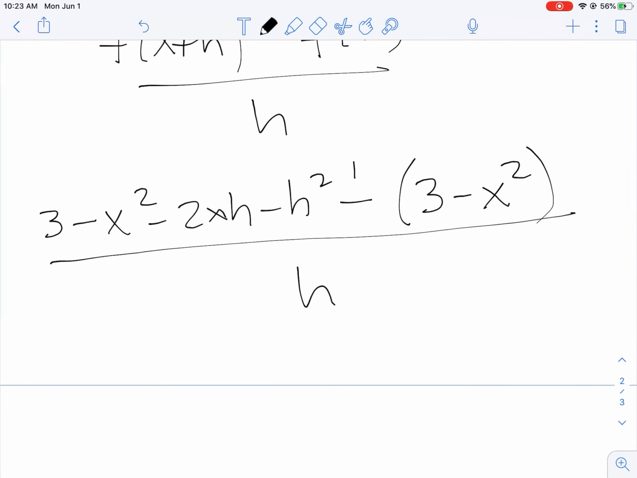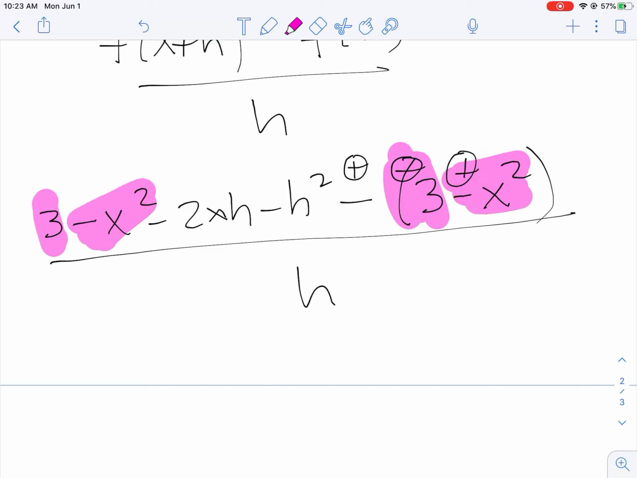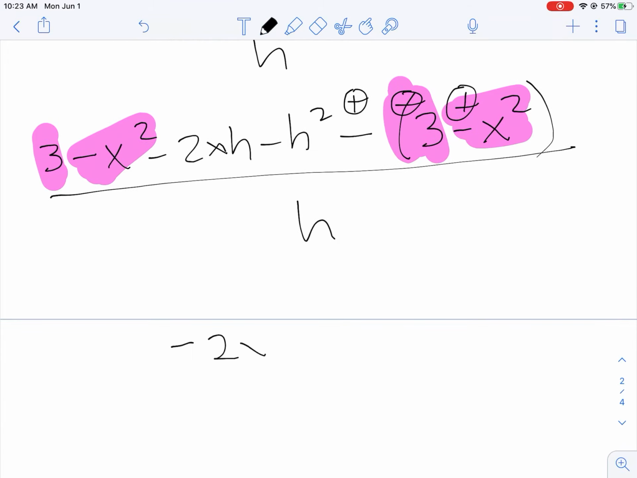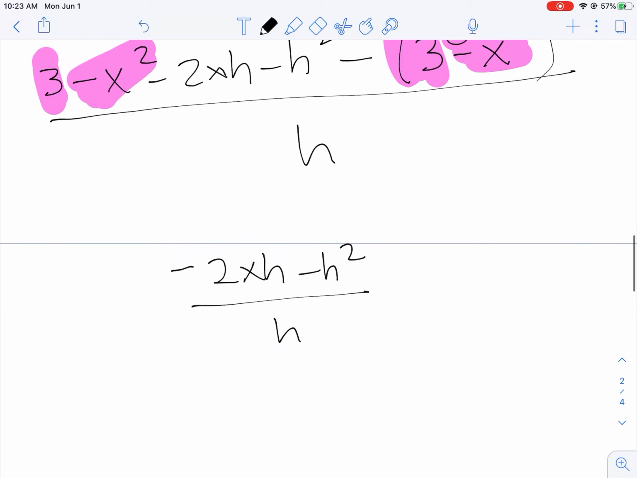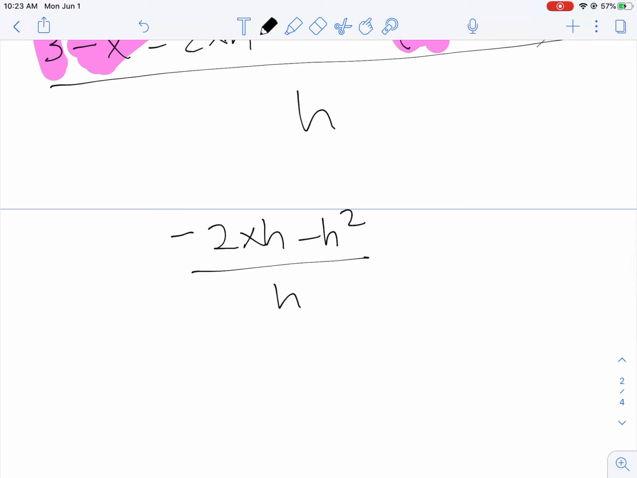So if I change this to a plus, this to a minus, this to a plus, notice that -3 and +3 go away. Negative x squared and positive x squared go away. So I'm left with -2xh minus h squared all over h. And then I simplify that as negative 2x minus h.